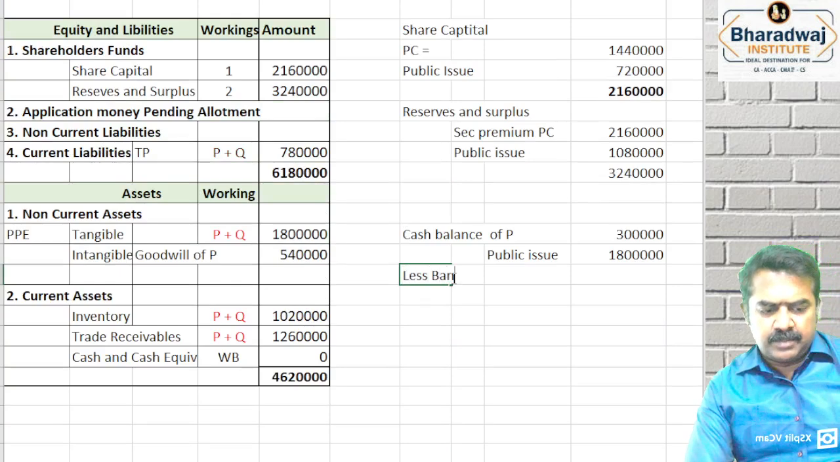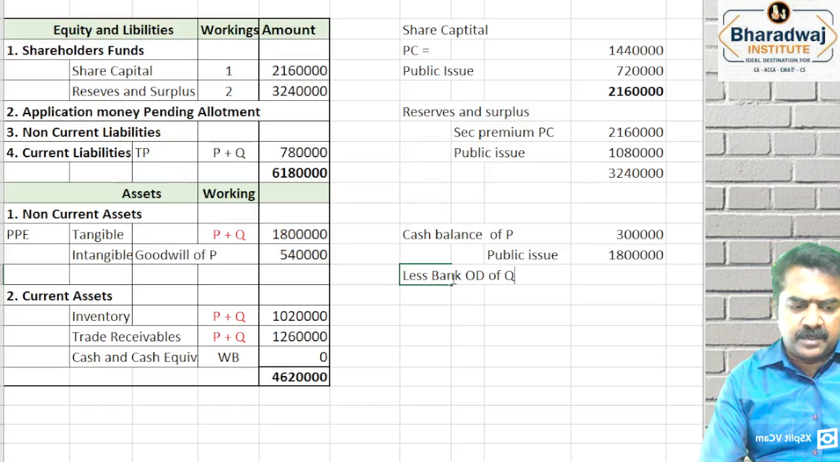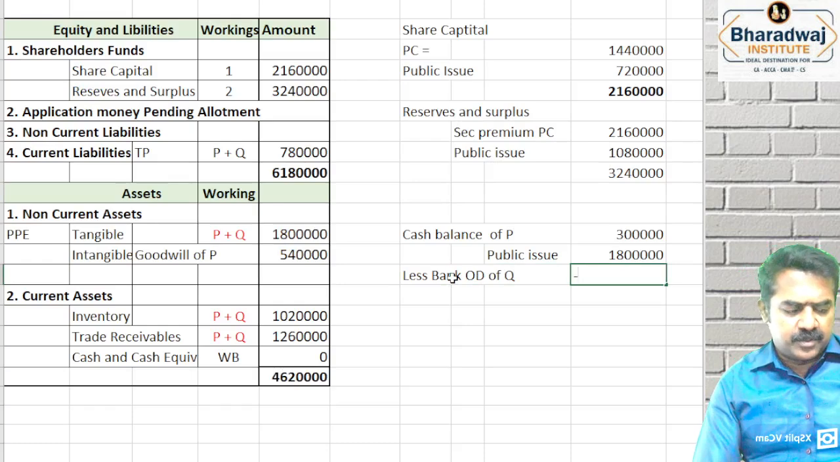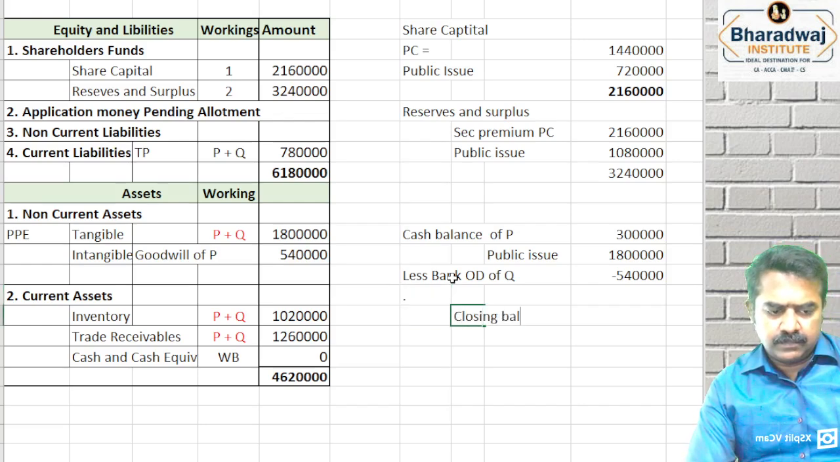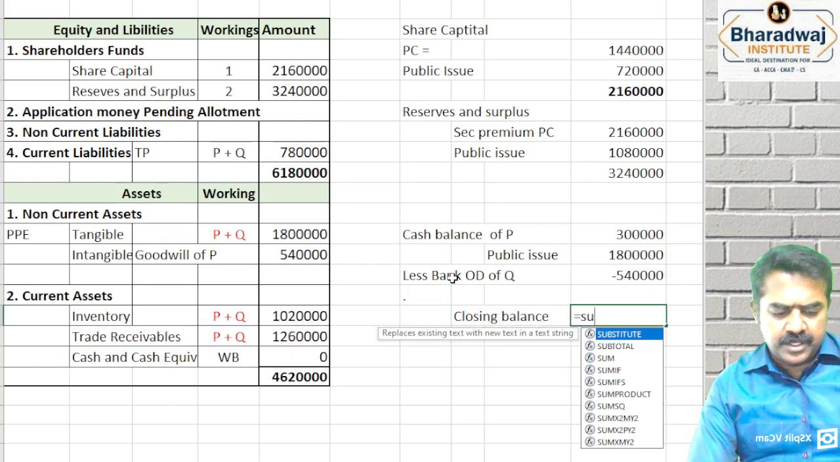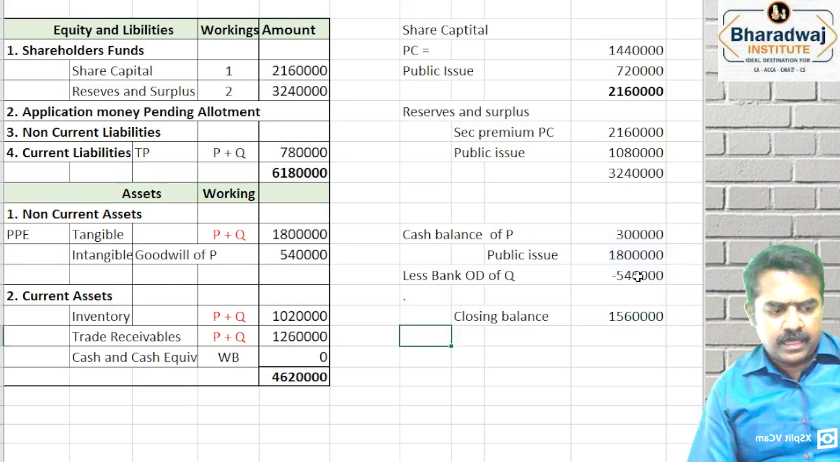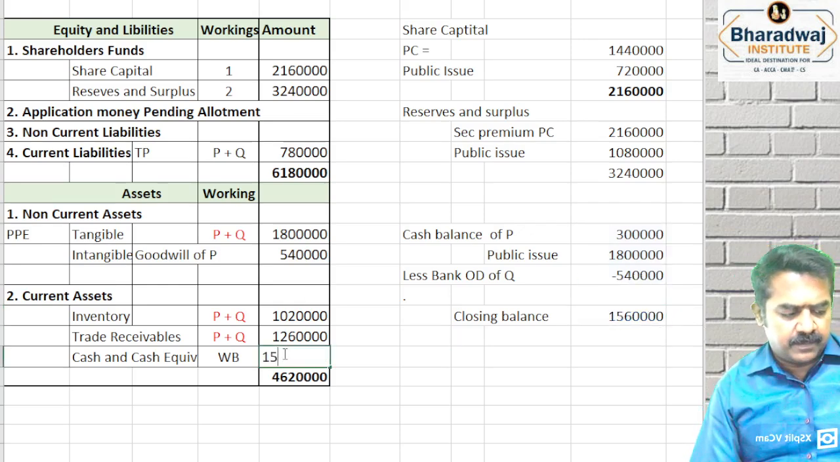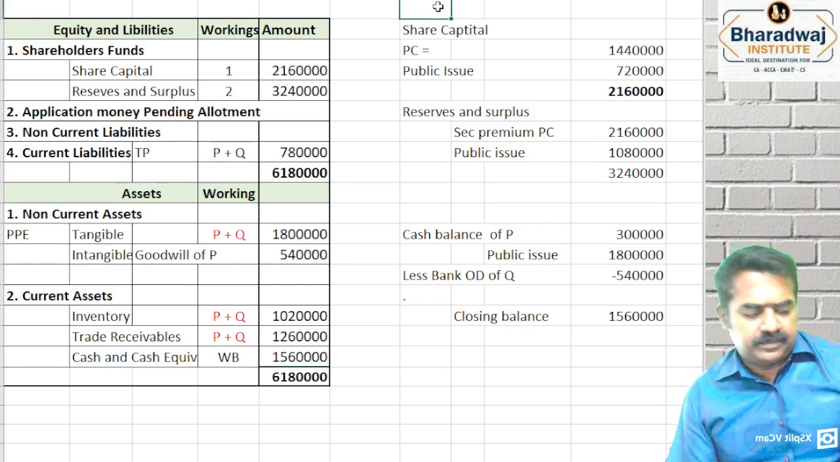Less bank OD. Bank OD of which company? Q Limited. After amalgamation, both are same. 5 lakh 40. So net balance. Closing balance, how much? 15 lakh 60,000. So 61 lakh 80,000 is the total of the balance sheet.